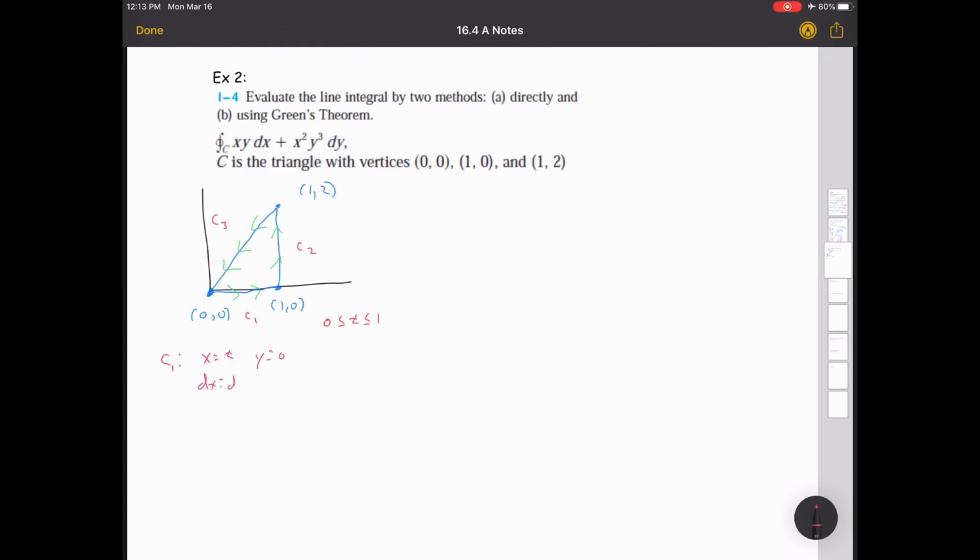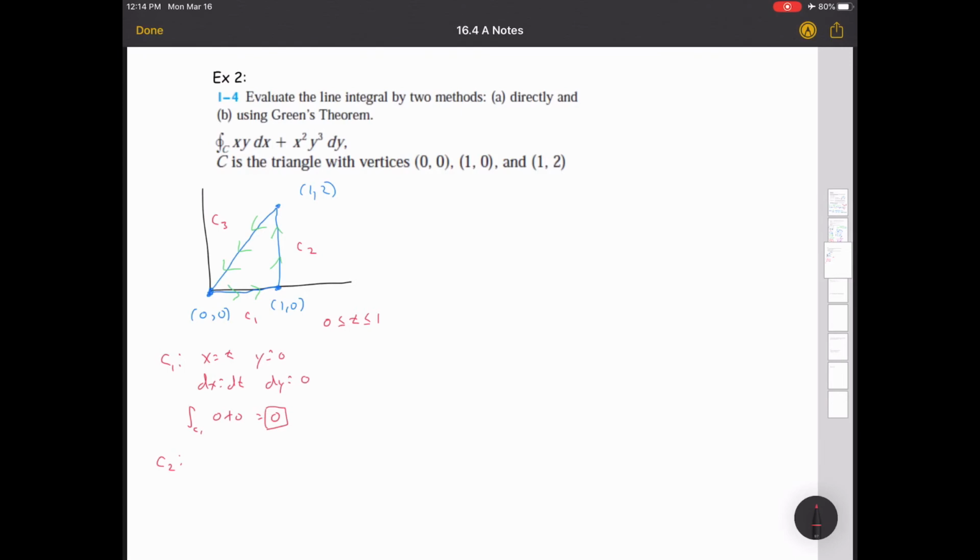So dx equals dt. dy equals 0. Fortunately, that line integral is going to be 0 because there is a y in both pieces, and we're multiplying everything by y, so we get the line integral is 0 plus 0, which is 0. So C1 was easy. Let's look at C2.